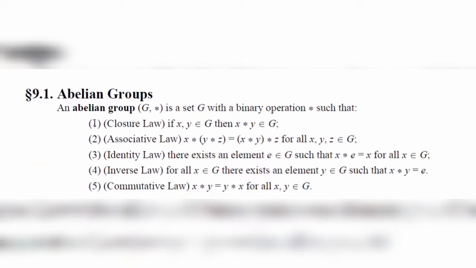The very first topic is abelian group, which is 9.1. As we can see the definition and the laws on the screen, what it says: an abelian group (G, *) is a set G with a binary operation. What is binary operation? We'll study further later.